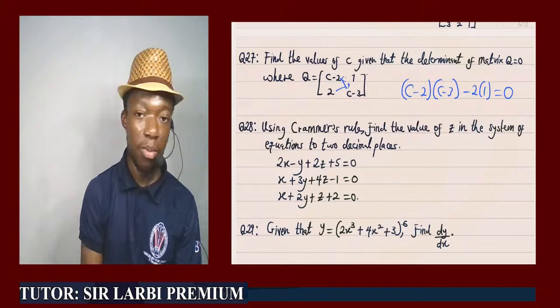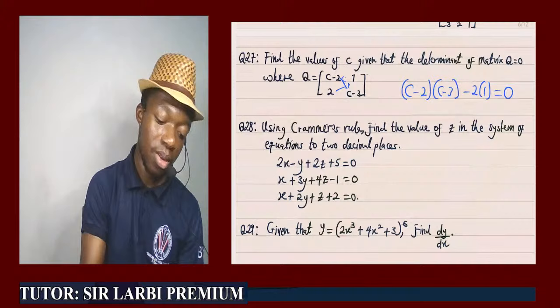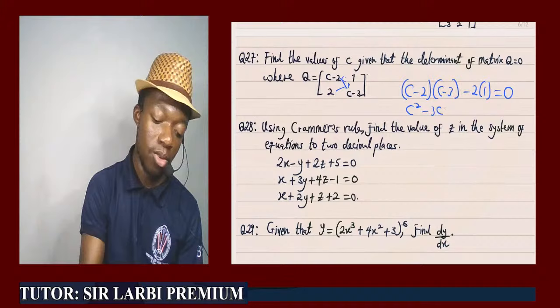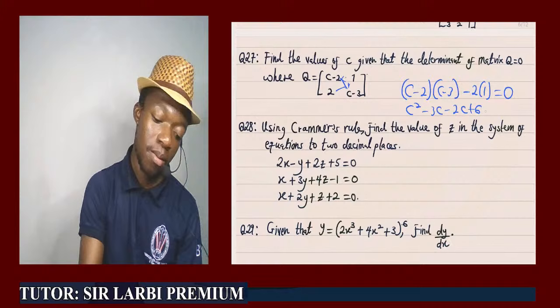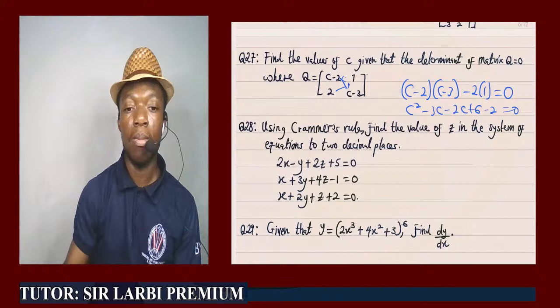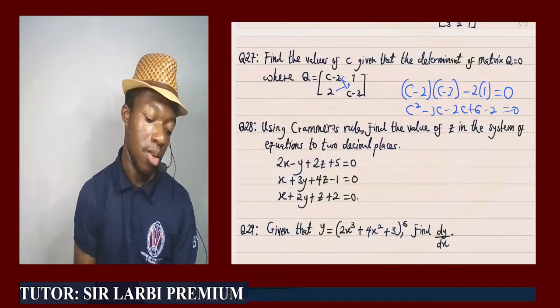All right, so let's expand. You have C square. Here you're going to get negative 3c. Here you're going to get negative 2c. Then you get plus 6 minus 2, and that should give you 0. Okay, so once you have that, then you have what?